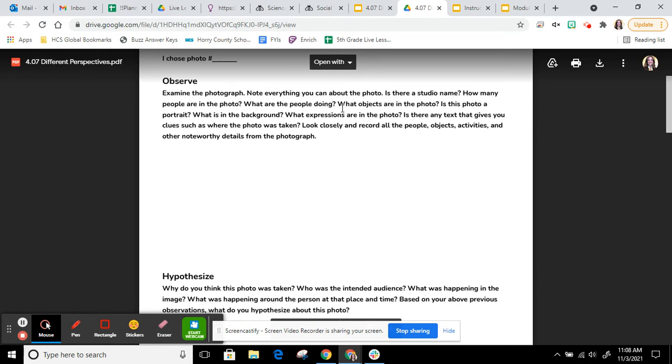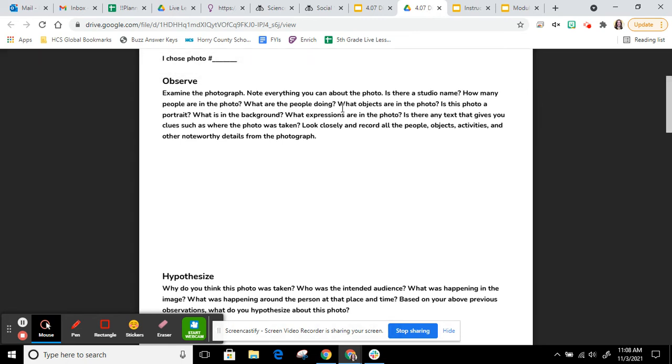Is there a studio name? How many people are in the photo? What are the people doing? What objects are in the photo? Is this photo a portrait? Meaning, is it a drawing? What is in the background? What expressions are in the photo? Is there any text that gives you clues, such as where the photo was taken? Look closely and record all the people, objects, activities, and other noteworthy details from the photograph.